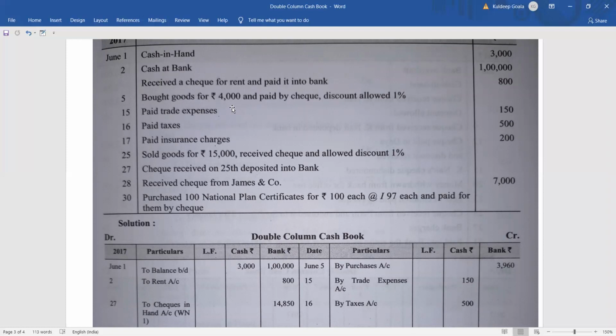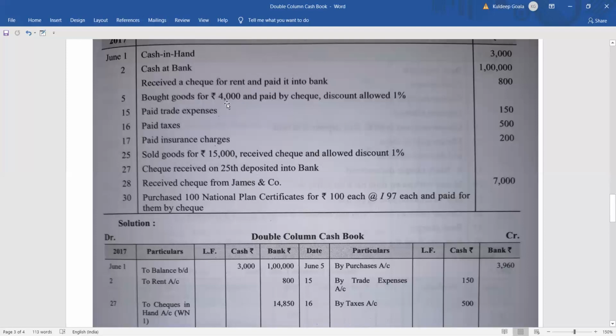So purchase account debit 4000 to bank account 3960 rupees, to discount allowed how much? 40 rupees. Okay, because the 1% of 4000 is 40 rupees. So it will be purchase account debit 4000 to bank account 3960 rupees, to discount received account. They are allowing, but we are receiving. So for us it will be discount received account. How much? It will be 40 rupees.